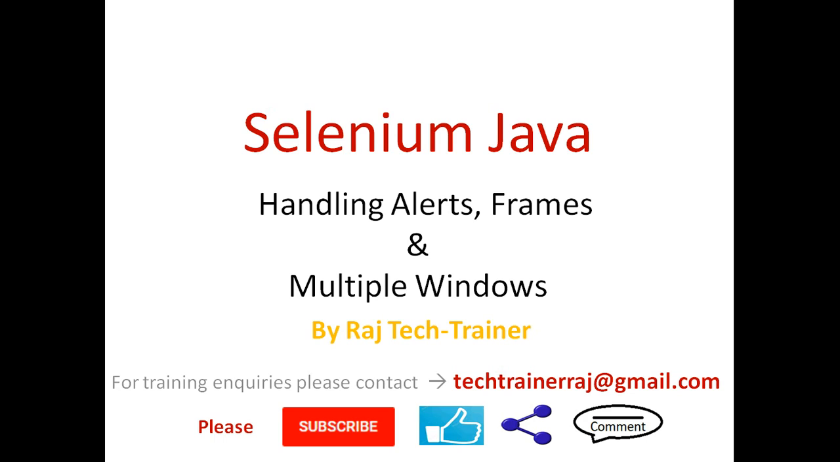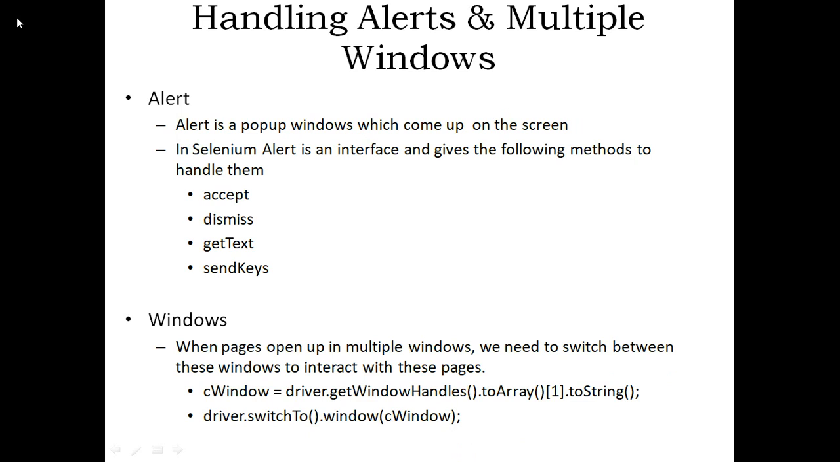Let us start looking at alerts first. Alert is a pop-up window which comes up on the screen. It's basically a JavaScript pop-up which is also called alerts. And there are different types of alerts which the browser pops up.